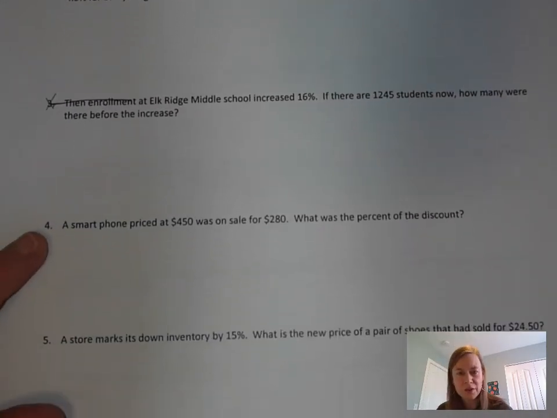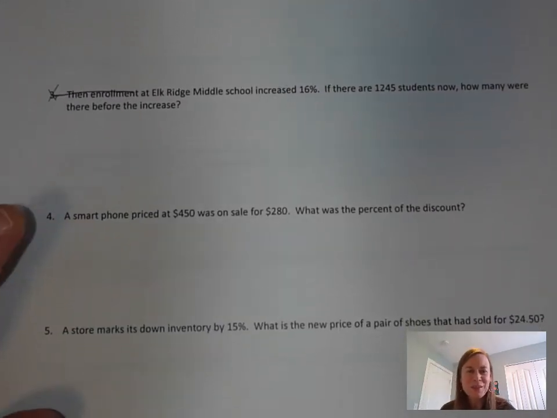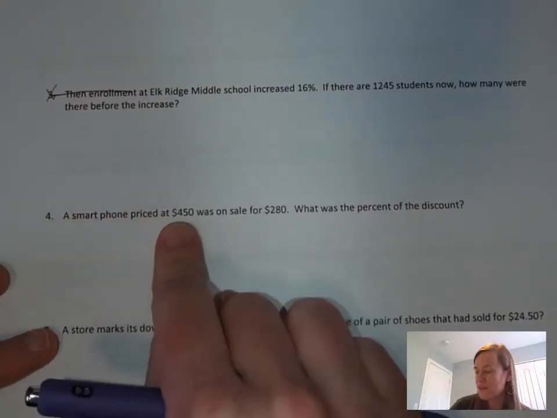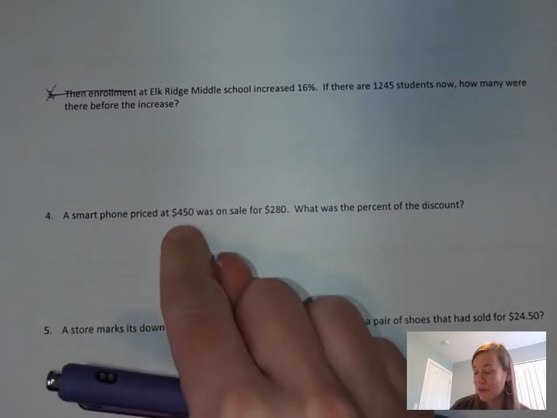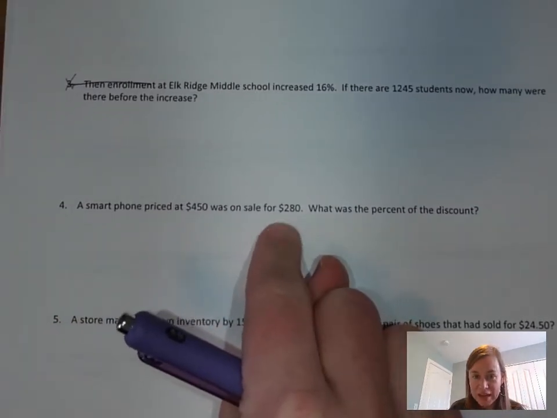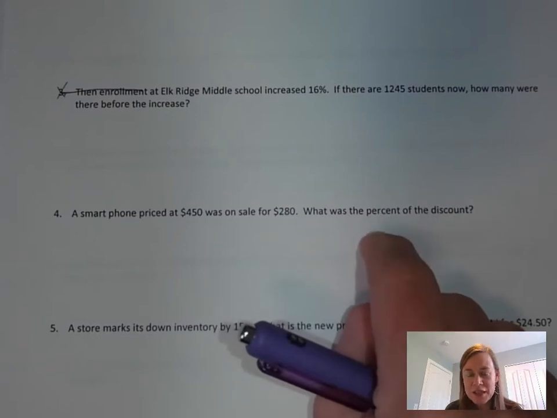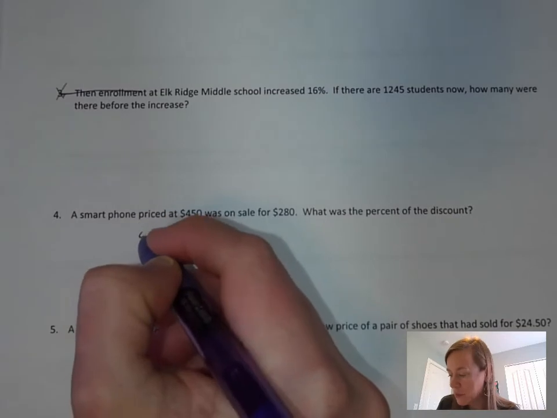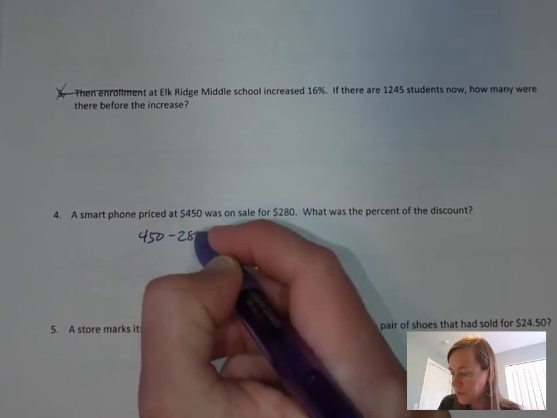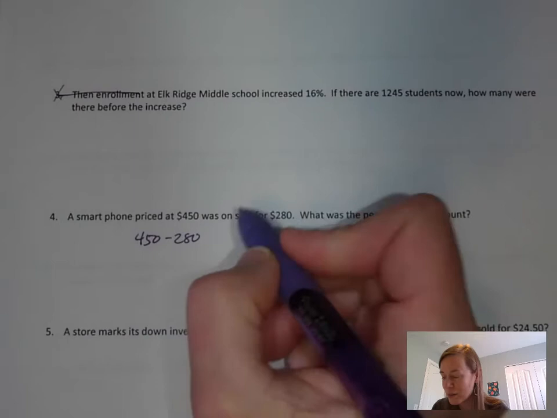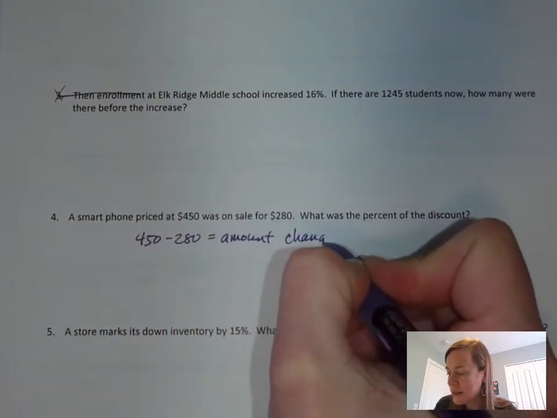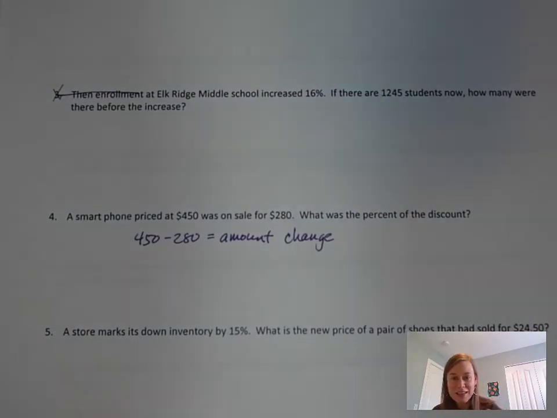Let's look at number 4. Actually, I'm going to let you do number 4, but I'm going to give you a little note first. It says the smartphone was priced at $450, but then it was on sale for $280. Before you figure out the percent of the discount, make sure you figure out the amount of the change. So your first step is going to be doing $450 minus $280. That's going to be step 1. That'll be the amount of change. So that will give you the dollar amount that the price changed, and then you'll use that to compute the percent of the discount. Okay?